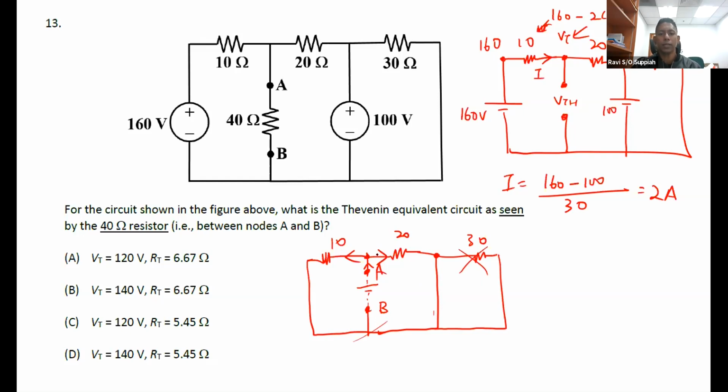Since it splits into 10 and 20, the RTH is 10 parallel with 20, which is 6.67 ohm. So your VT is 140 volts, and your RT is 6.67 ohm. Okay, so that is how you derive the Thevenin circuit for this.